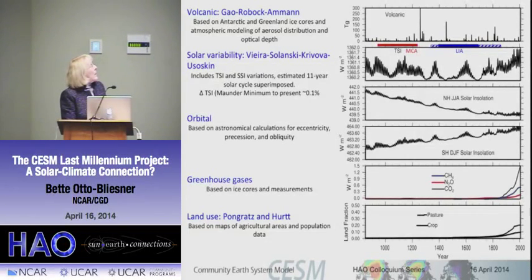For the solar variability, we use Vieira et al., which includes both total solar irradiance and spectral solar irradiance variations. It also has superimposed on it an estimated 11-year solar cycle. If you want to know more about how Gavin Schmidt did that, I can refer you to that paper. But the idea is we wanted to include that over the whole time series, and the reconstruction didn't have that. And the delta TSI from Maunder minimum to present is 0.1%.